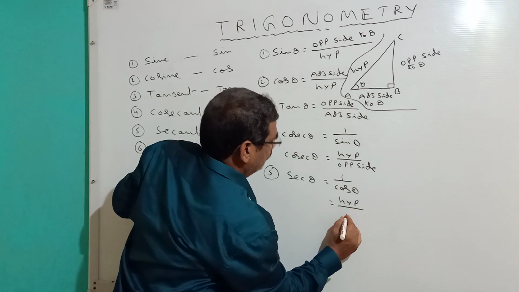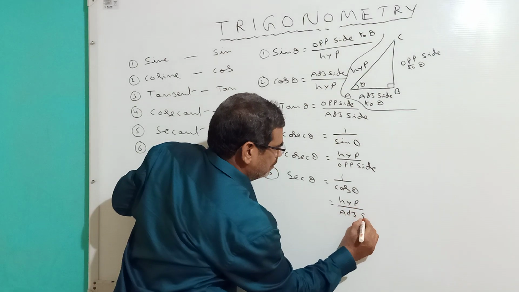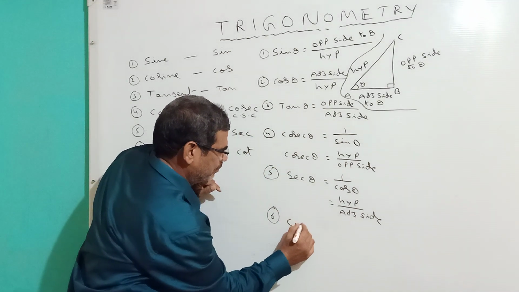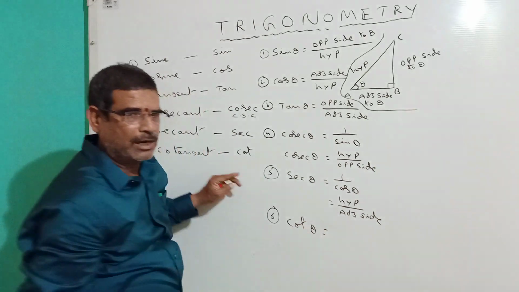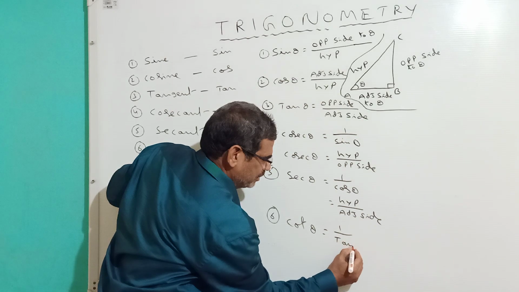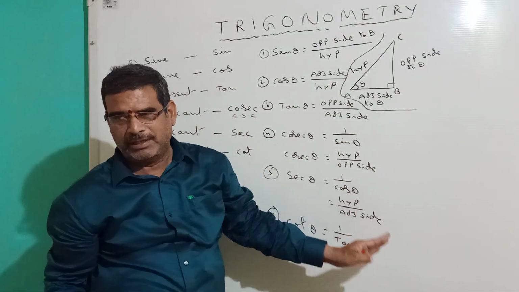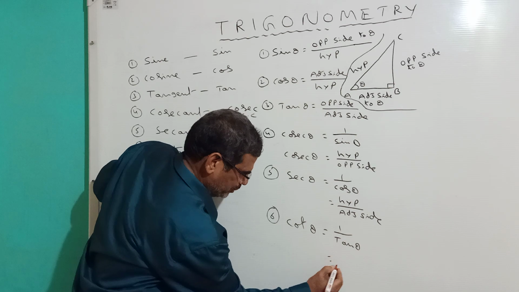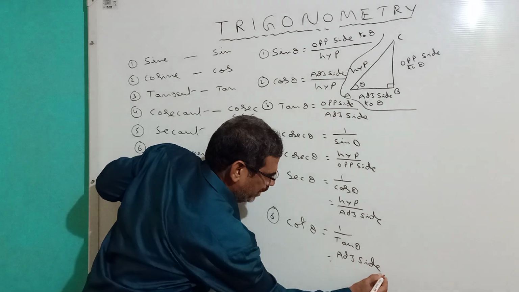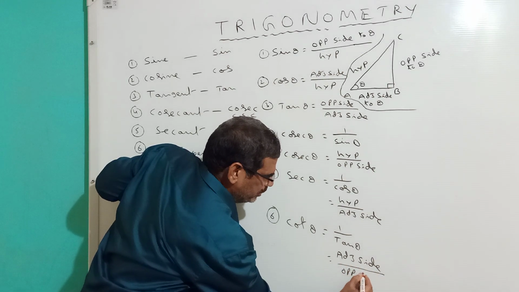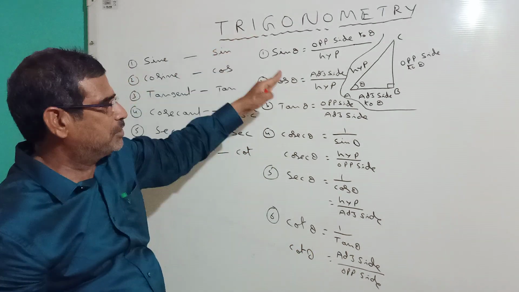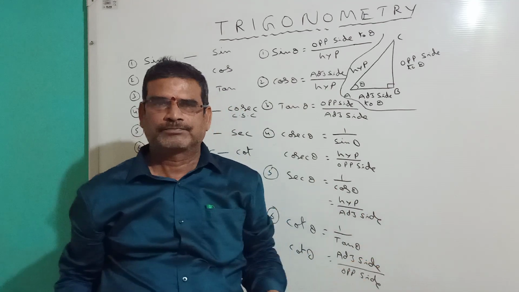Hypotenuse by adjacent side. The last one is cotangent theta. Cot theta is the inverse of tan theta, that is 1 by tan theta. So that is equal to adjacent side by opposite side. So if you know the first three, automatically the remaining three will come.